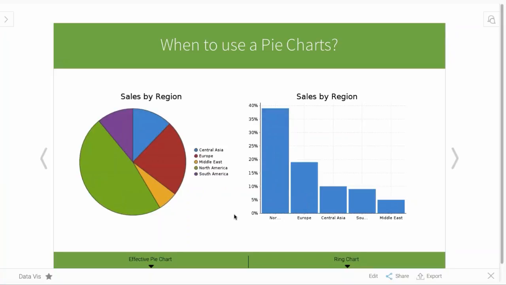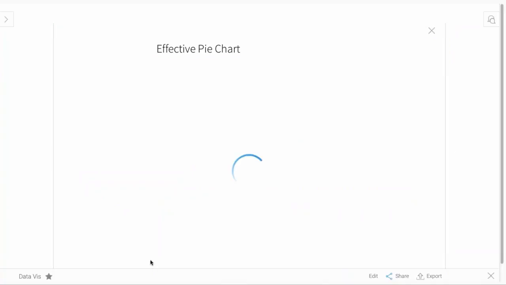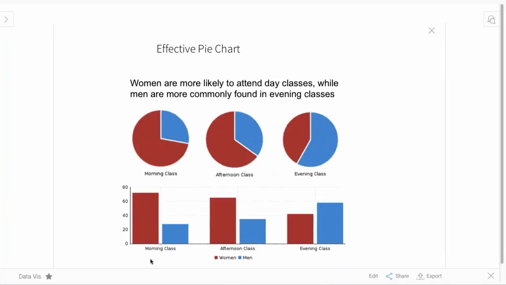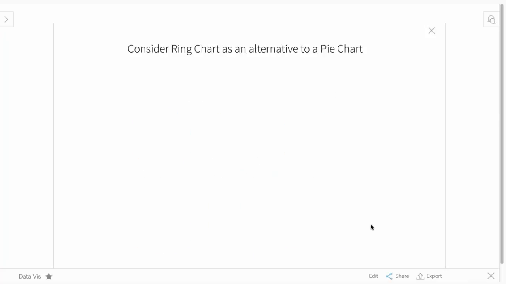Now, the only really time that pie charts are more effective than bar charts is when you're comparing just two categories. So in this example here, it's actually faster for me to see which slice is bigger against two categories compared to the bars that's there. So it's really the only time where it really works.